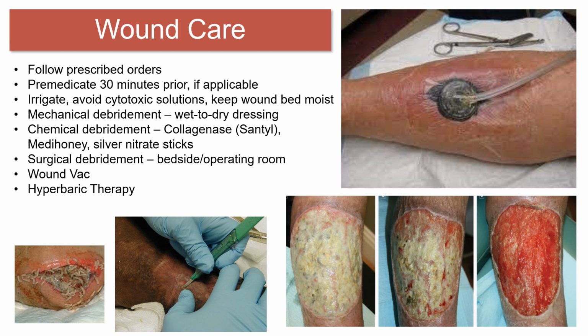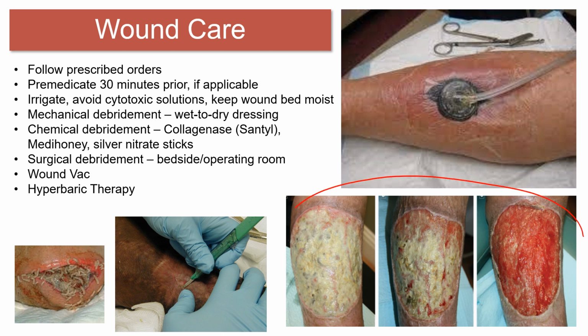So we can use mechanical debridement, which is a wet to dry dressing. That's kind of an old practice. We don't do that too much, but your textbook still mentions it, so I'm mentioning it. We have chemical debridement like Santyl. Santyl is like a gel and ointment. It's enzymes, and it kind of just eats away at that necrotic material.